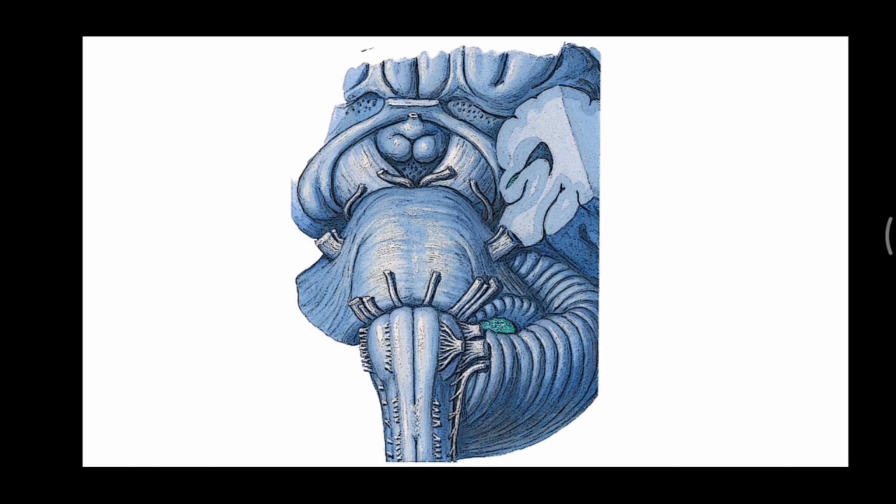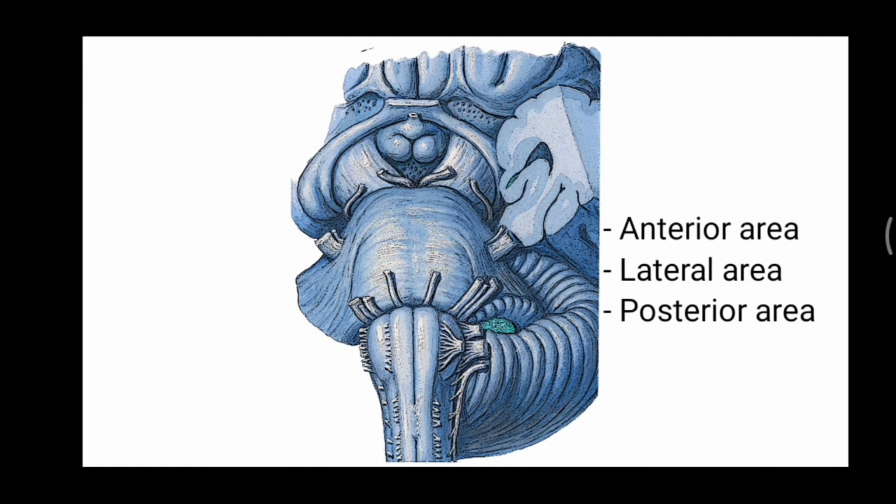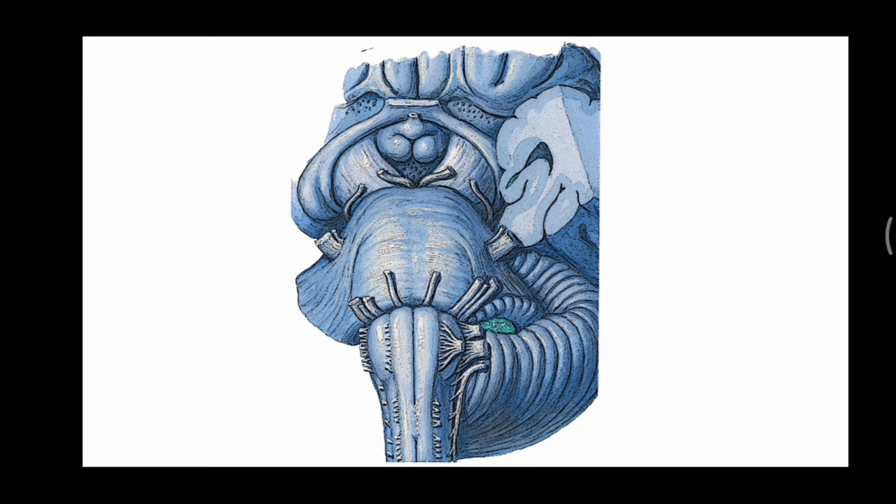Now let's see how the substance of the medulla is divided. It is divided into three, that is the anterior area, the lateral area and the posterior area. First things first, that is the anterior area. This is the anterior area of the medulla. It intervenes between the anterior median fissure and the anterolateral sulcus. It presents a prominent bulging, the pyramid, which gradually flattens in its lower part.